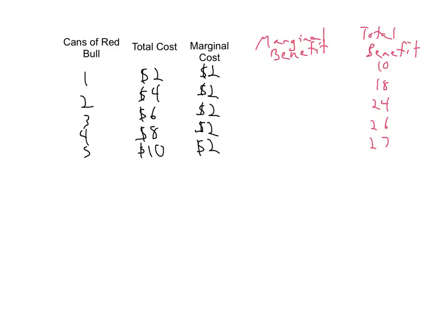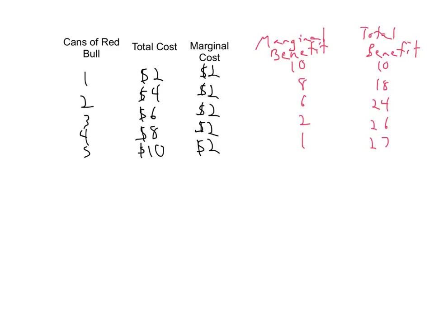But the third one, you're getting kind of sick of Red Bull. And the fourth one, you're really sick of Red Bull. And maybe the fifth one sends you to the hospital. So it tastes good, I guess, so it adds a util. But the marginal benefit here, the marginal benefit of the first one is 10. Of the second one is 8, 6, 2, and 1.